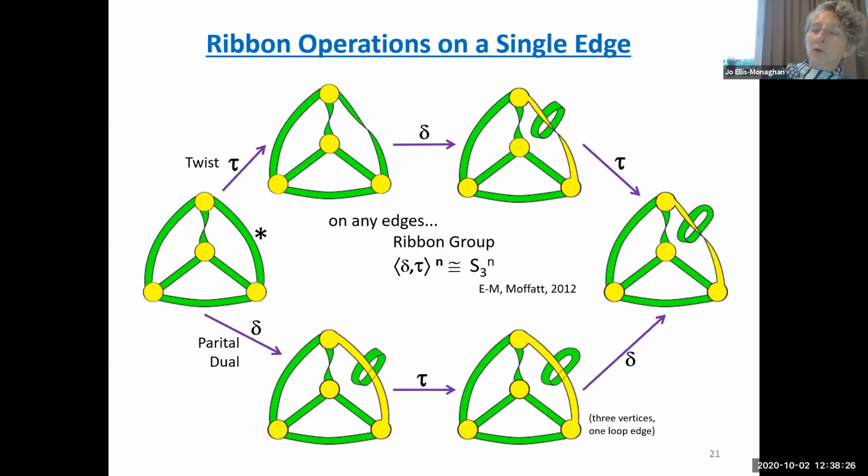Now, of course, you can do it to any subset of the edges. So now you have what's called the ribbon group, which is an action of S3 to the N. It acts independently on each of the edges of the graph. So you now can take all kinds of bizarre partial duals of all of the edges in the graph and get this huge family of associated graphs of the graph.